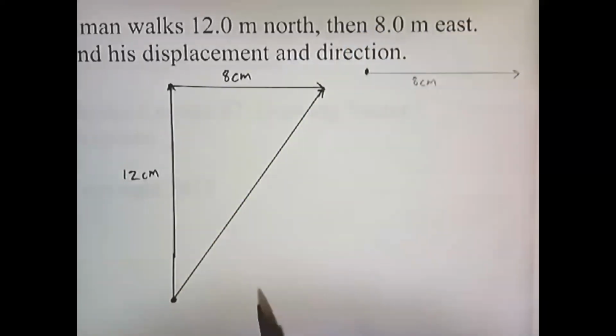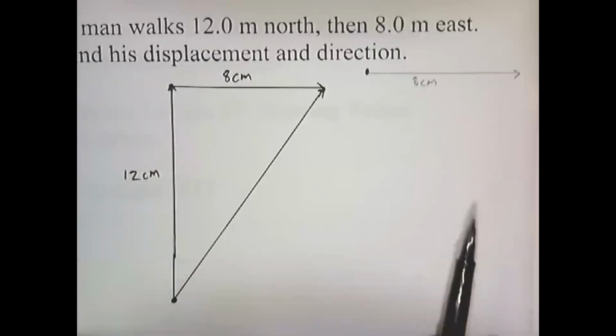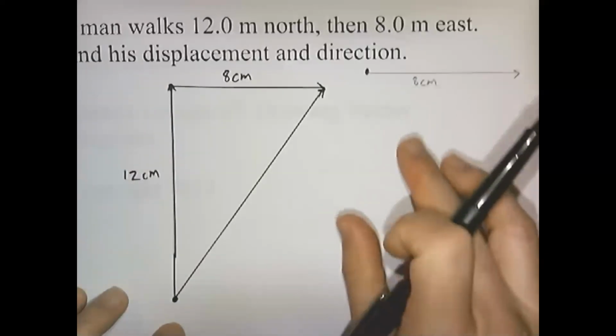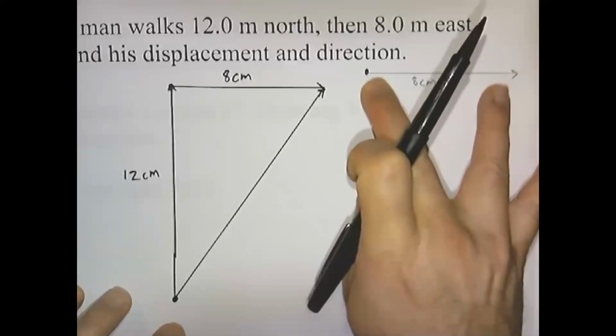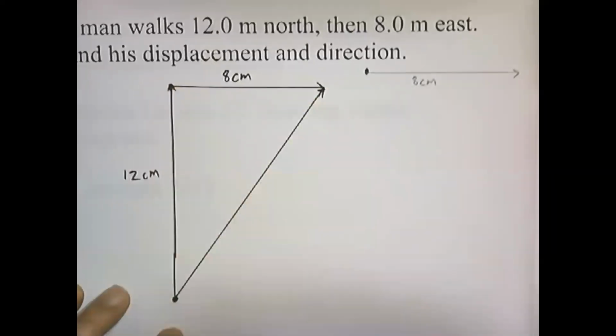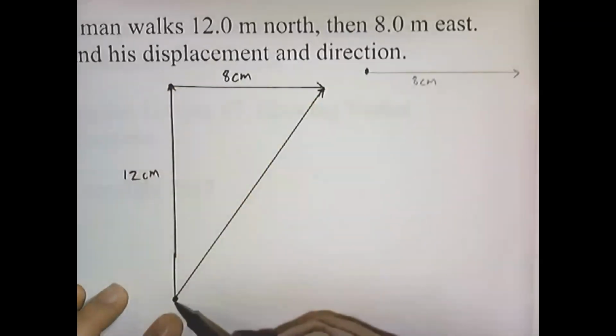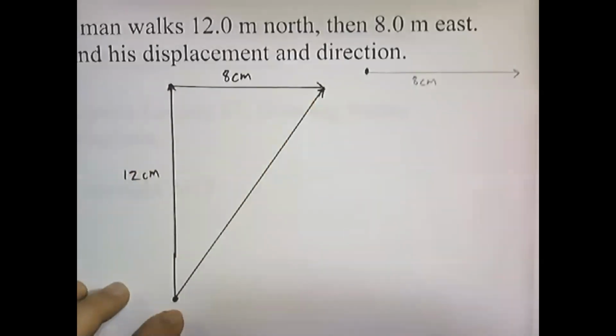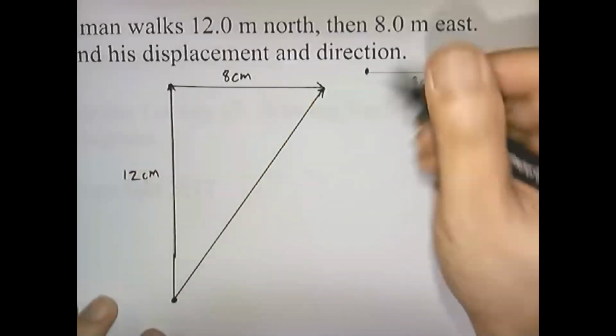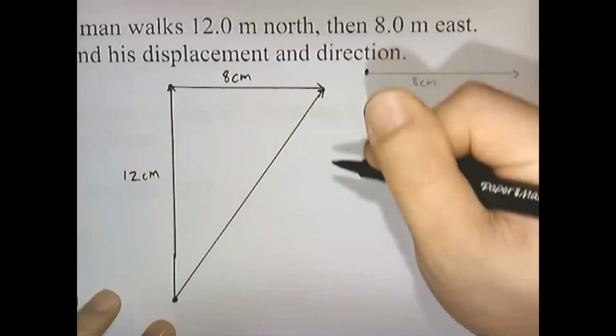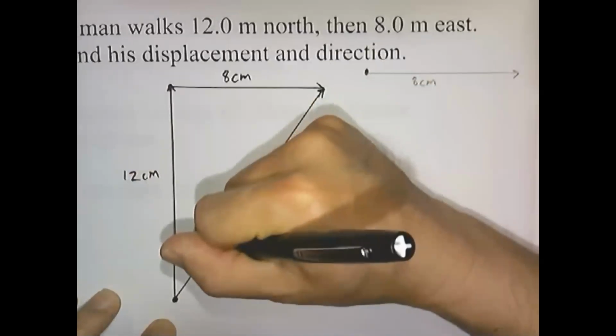Okay, so to review the steps, we drew the first vector, we drew the second vector, and when we drew the second vector, we put the tail of the second vector at the head of the first, and then we drew a line from the tail of the first to the head of the second. Now, the final line drawn here is the resultant. So this line is called the resultant.